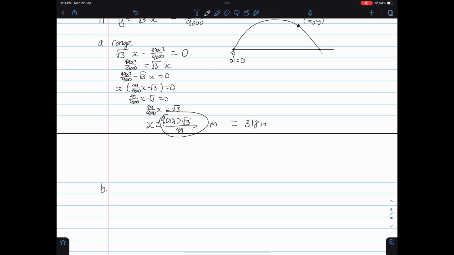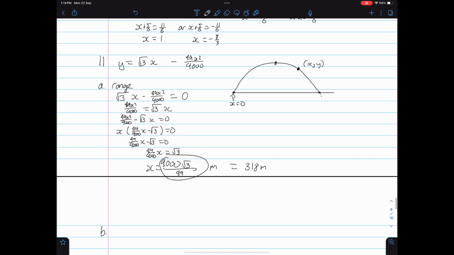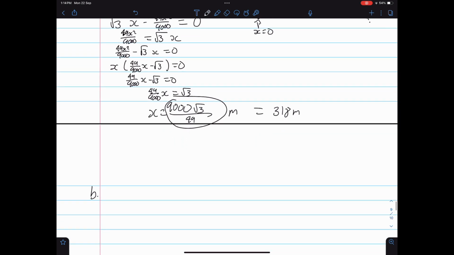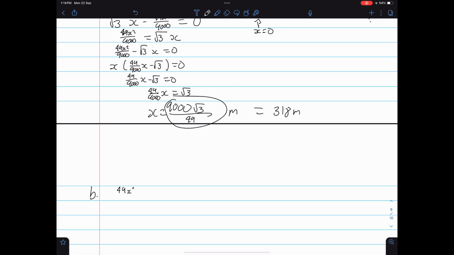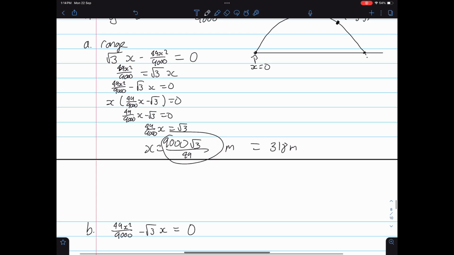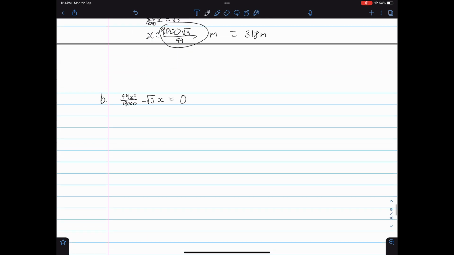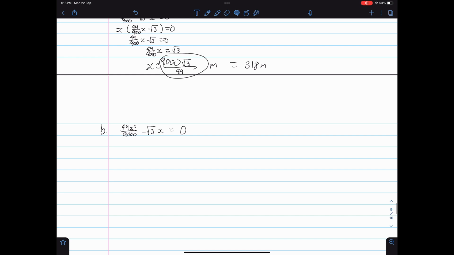Now for B, it wants the maximum height. And this is another reason why we do completing the square. Because when we complete the square and you get the form a(x minus b) squared plus c, the maximum point is actually at (b, c). Now, I will show you a way to do it by completing the square, and then I can show you a bit of a shortcut for this question.